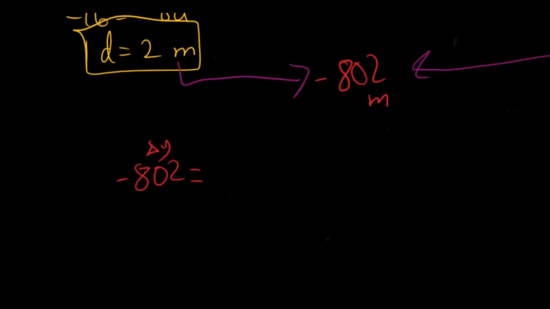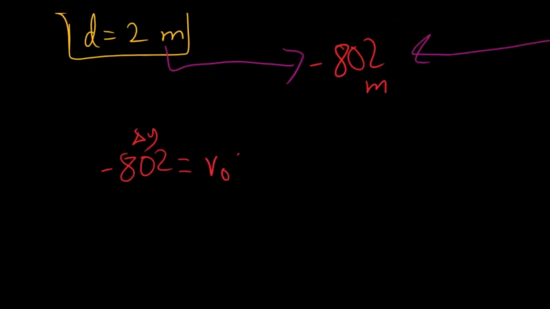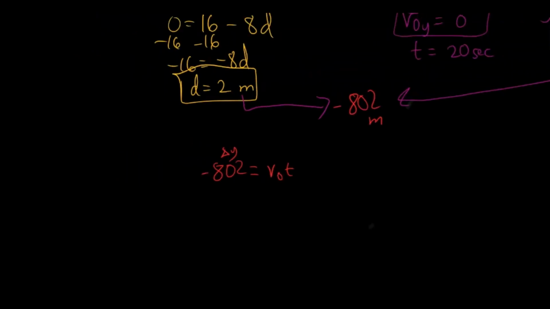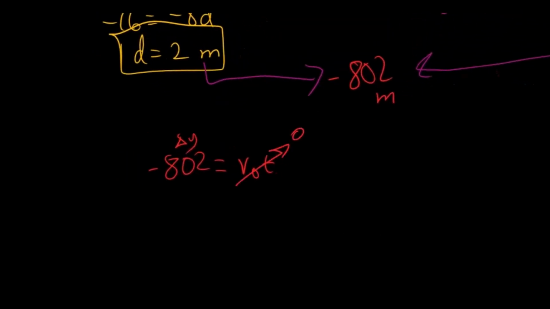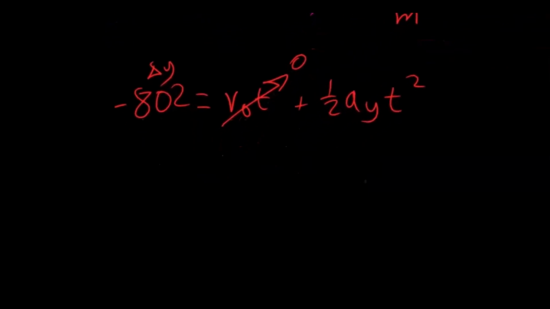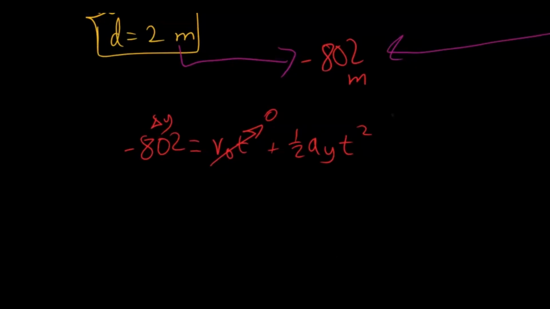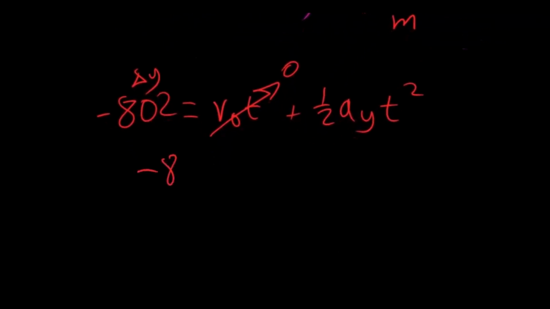Actually, I think it should be -802, which is V0 times t, and this V0 is going to be 0 because there's no velocity in the y direction, plus 1/2 times a, acceleration, t squared. The reason that the initial velocity was 0 is because when it's at its apex, gravity works upon it, and it reaches 0, and now it's going to the negatives. So now we have this equation, and all we have to do now is just plug in the numbers.